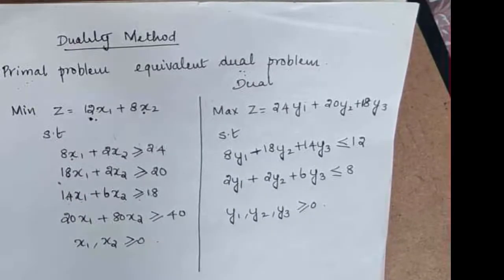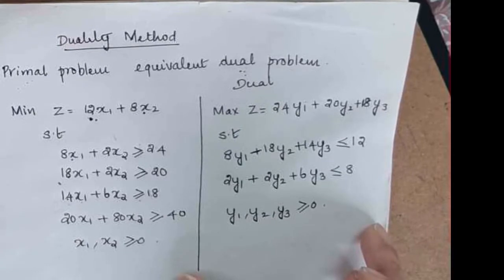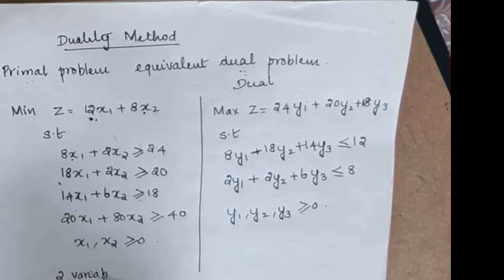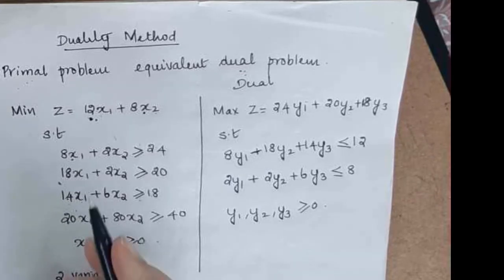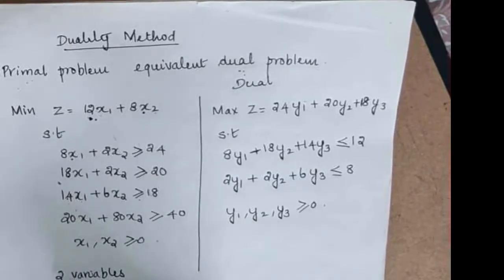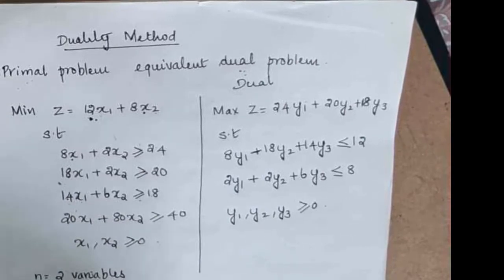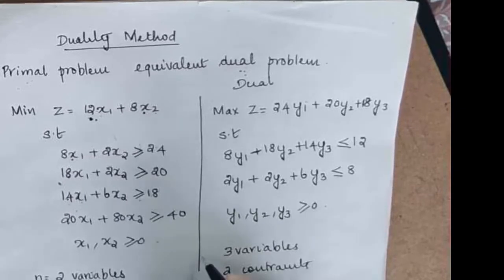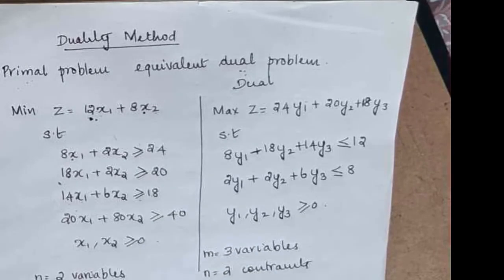So you have got one equivalent problem for this problem, and the original one is called the primal, and the equivalent problem is called the dual problem. So the features are, if the primal has n variables and m constraints, here there are 2 variables and 3 constraints, then the dual will have, this is n, this is m, the dual will have three variables and two constraints. So it will have m variables and n constraints. So now what we have is the opposite of it.